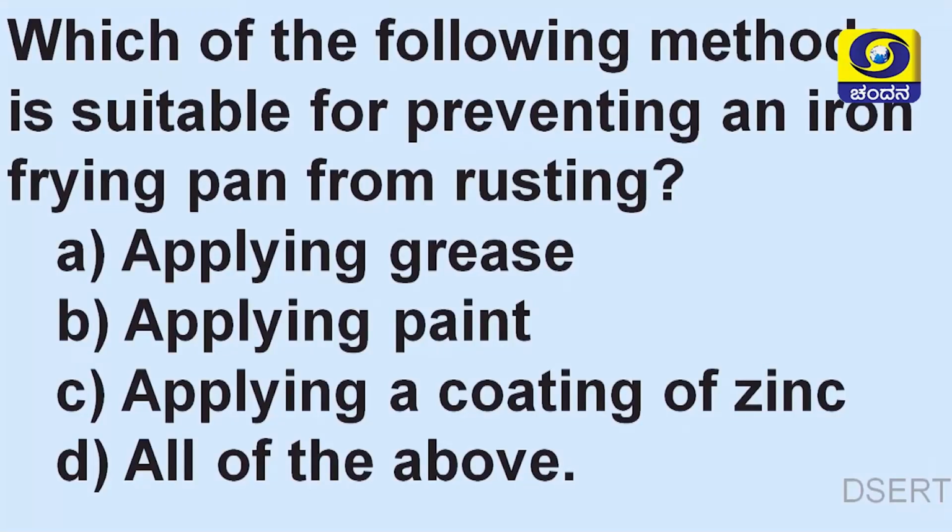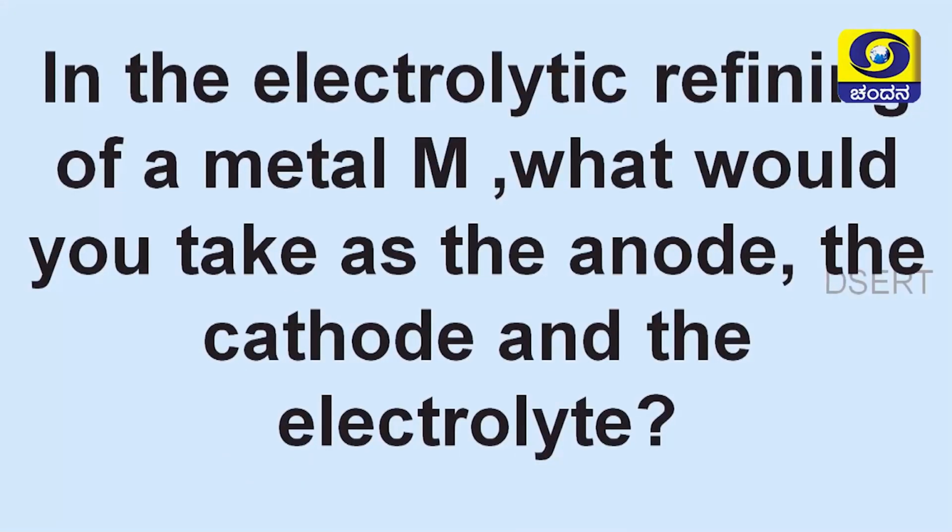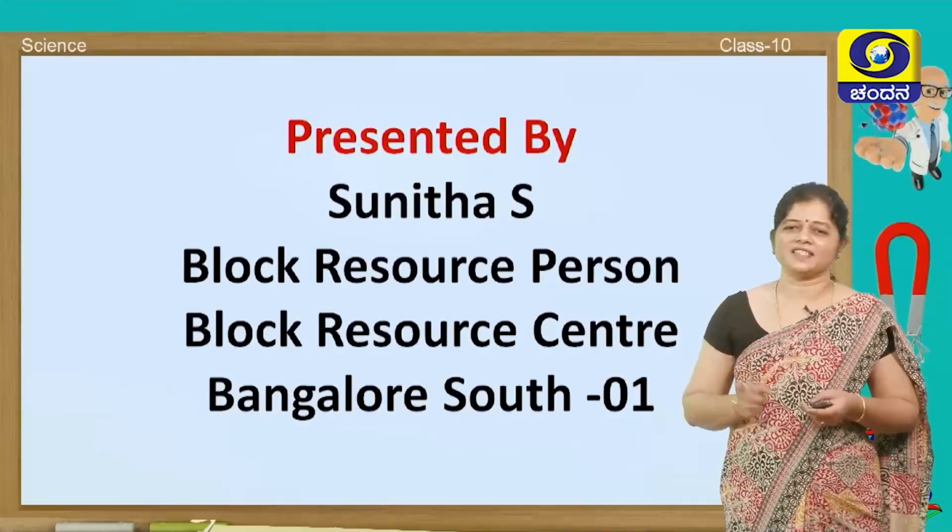Think and answer. In the electrolytic refining of metal M, what would you take as the anode, the cathode and the electrolyte? This is a very important question. Questions like this may pop up in your exam. So, think and answer. In the electrolytic refining of a metal M, what would you take as the anode, the cathode and the electrolyte?